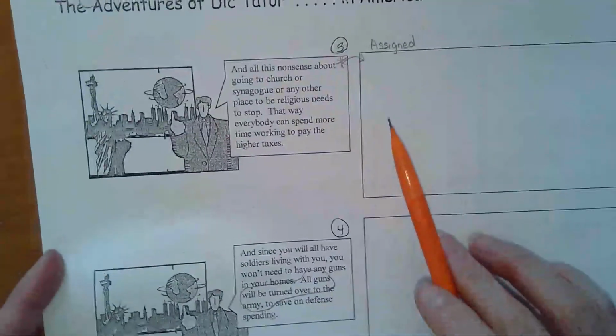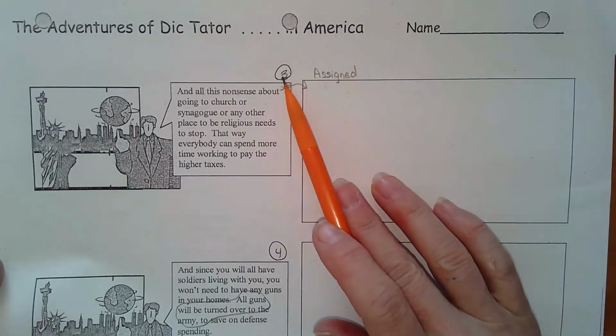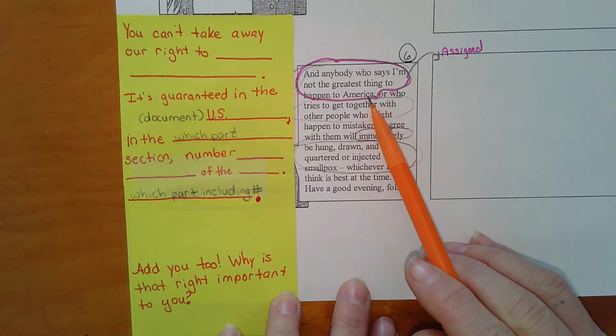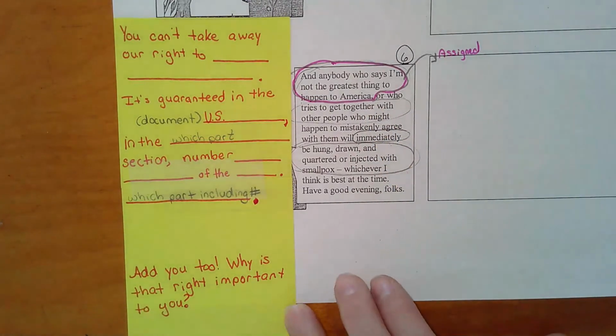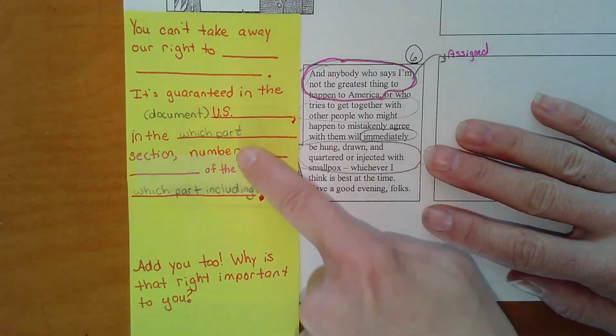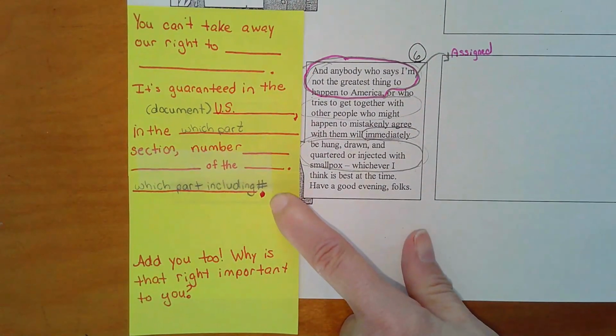Your assignment that you do need to send today, where you talk back to Dictator when he tries to take away this right, and where you talk back to Dictator when he tries to take away this right. Be sure that you use all of these words and fill in the blanks accurately. Thank you.